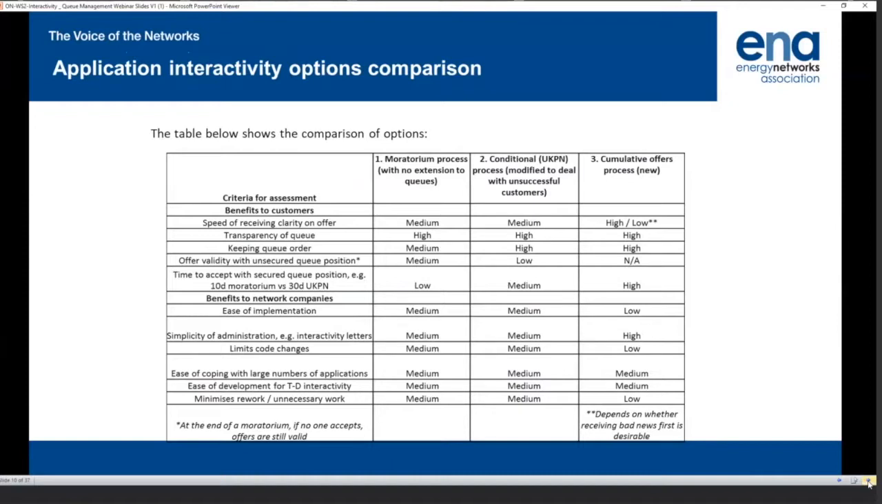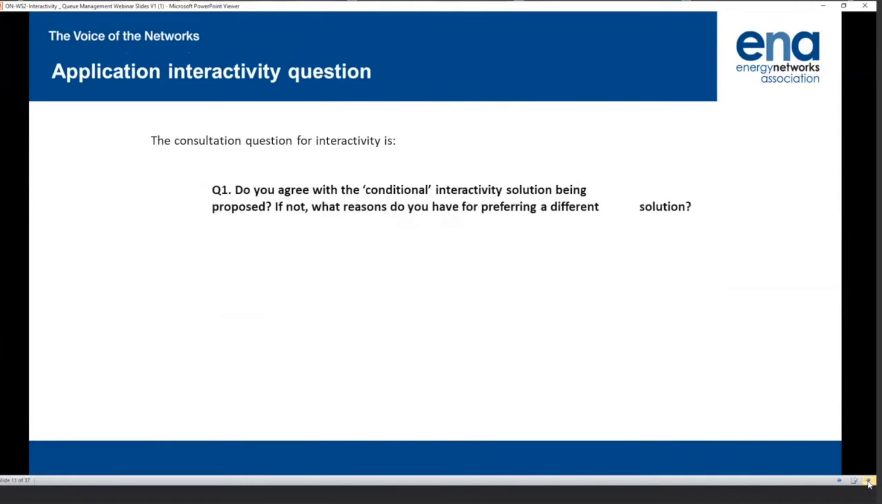If we just go on to the next slide, Daniel, the last one from me. So the consultation question for the interactivity bit is, do you agree with the conditional interactivity solution being proposed? And if not, what reasons do you have for preferring a different solution? So that was mostly me.